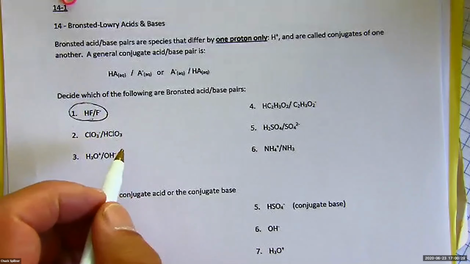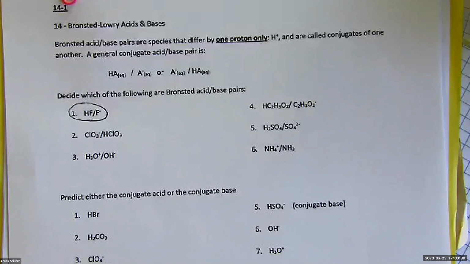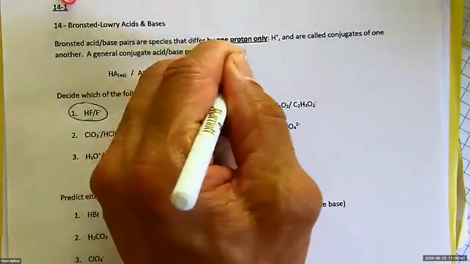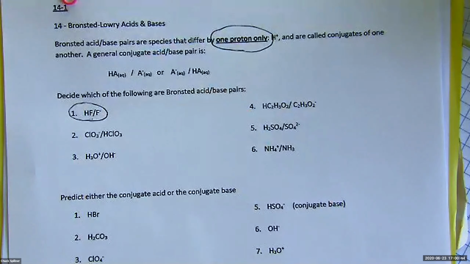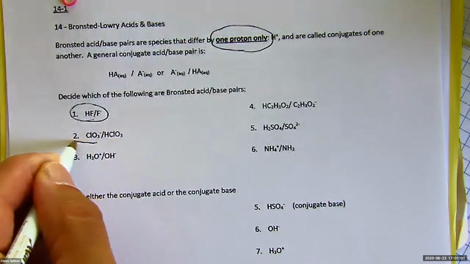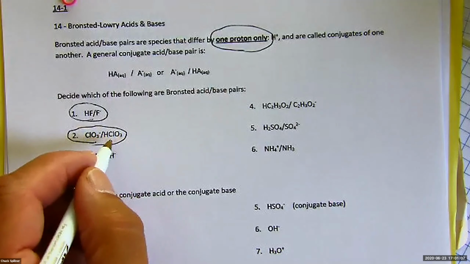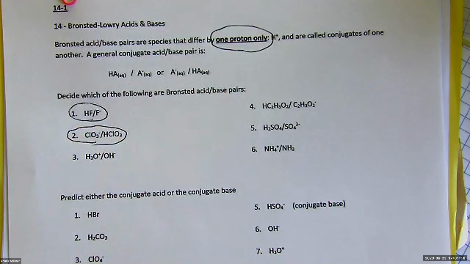Remember, the important thing that you're looking for is the one proton or one hydrogen transfer. So I've written that up here in the introduction. That's what's important. A one hydrogen transfer determines the connection between a conjugate acid or a conjugate pair. Let's look at the next one. So we have ClO3 minus, HClO3, sure, that works. If the ClO3 minus picks up a hydrogen, you get HClO3. So that's a one hydrogen transfer.